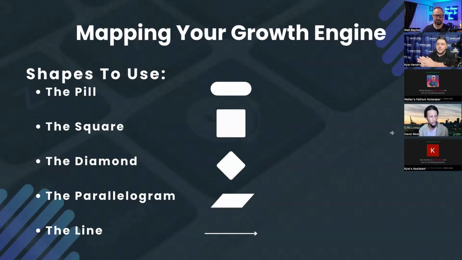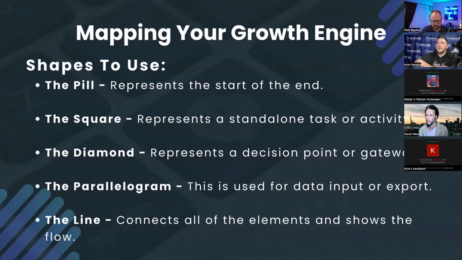I like to keep it simple with different shapes. Again, if you're using a software, most of them provide different things that you can use to map out different steps, data points where people come into the funnel, exit the funnel, different things like that, depending on what you're mapping. So you can keep those pretty simple. We've got them laid out here for you. And again, you guys will have a copy of these slides in our community so you can see these different things. But yeah, just looking at keeping it simple. The pill could be the start or the end. The square could be a standalone task or activity that you mapped out. Diamond could be a decision point or a gateway.